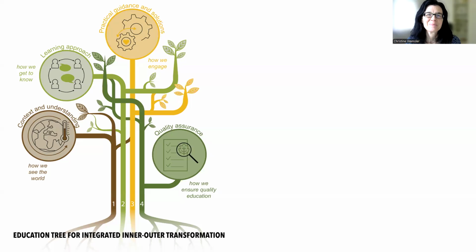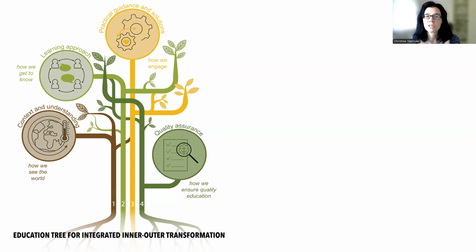Hello, everyone. The education tree, which is illustrated here in this figure, provides guidance for designing courses that aim to accelerate sustainability and regeneration through linking inner and outer dimensions of transformation. It illustrates the 4 essential pieces or key ingredients that courses of this kind should include.